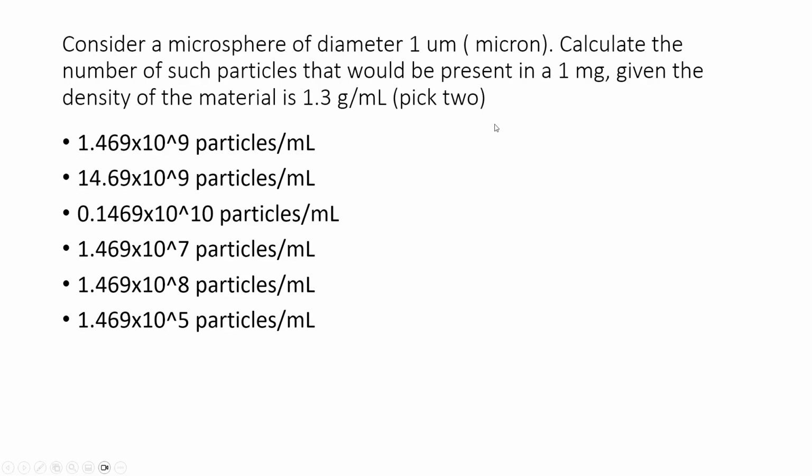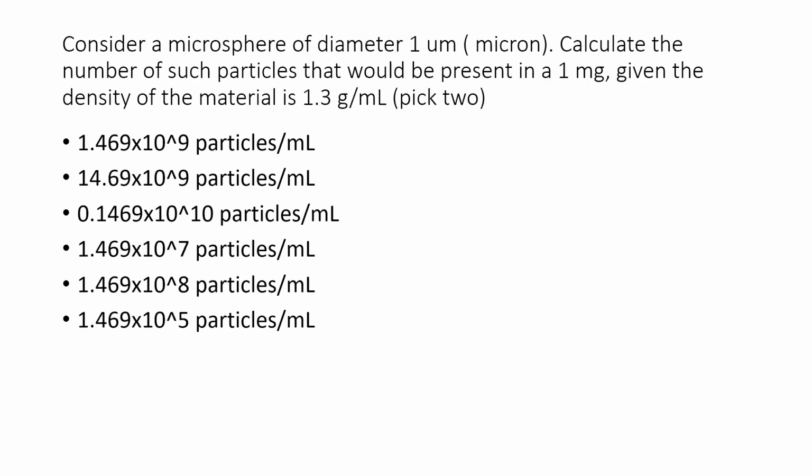Calculate the number of such particles that would be present in 1 mg, given the density of the material is 1.3 grams per ml. Do you guys have an idea how to solve this? So they're saying it's a microsphere of diameter 1 micron. So we know it's a sphere and we know the diameter, which means we know the radius. So we can calculate the volume of the sphere, right? So volume is 4 by 3 pi r cube.